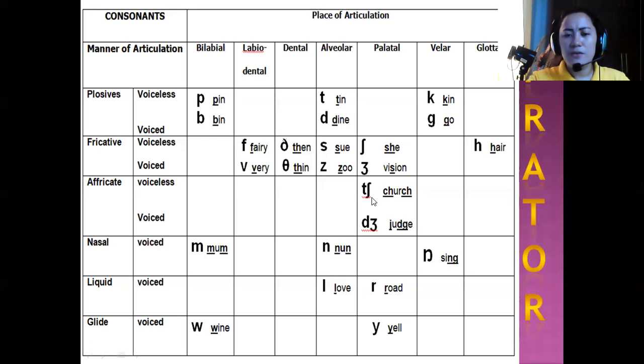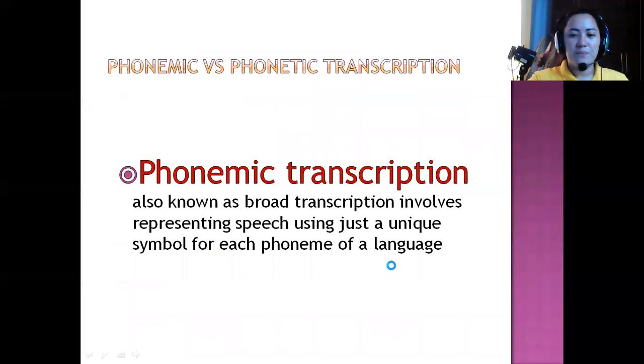We also have here the ch sound, like in the word church, and judge. Be sure that the tip of your tongue is not touching the alveolar, because if you do that, it changes the sound. So the body of the tongue is touching the palate again.